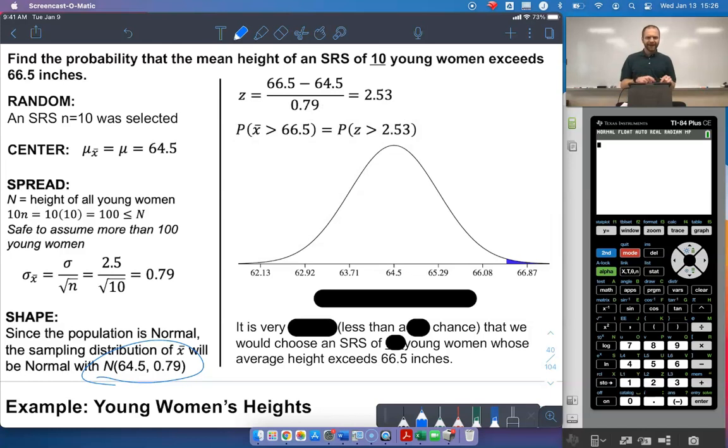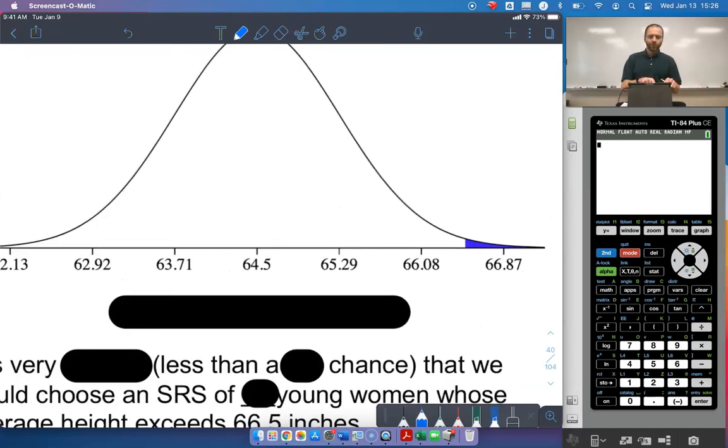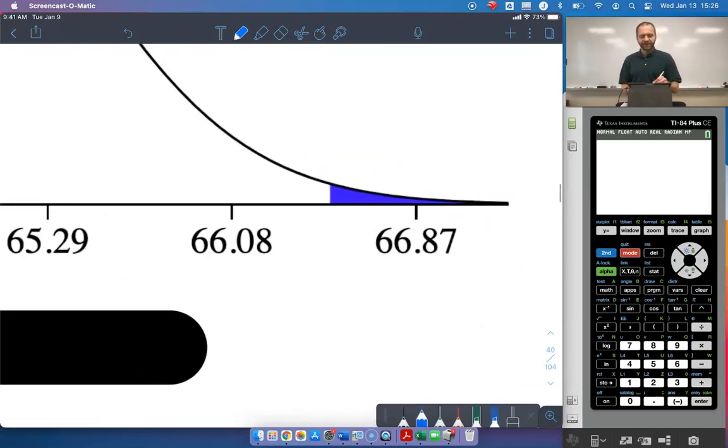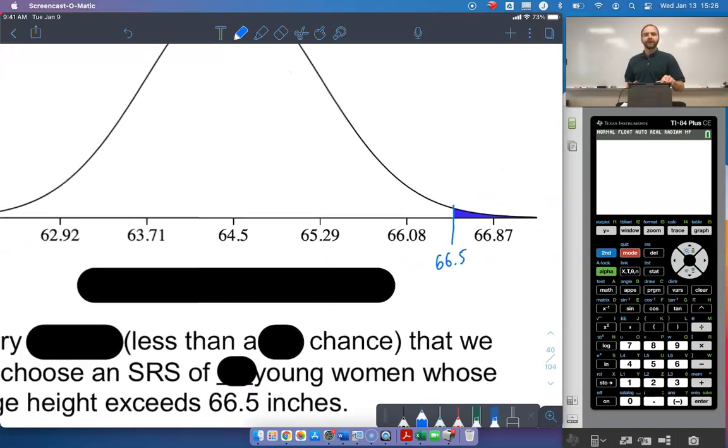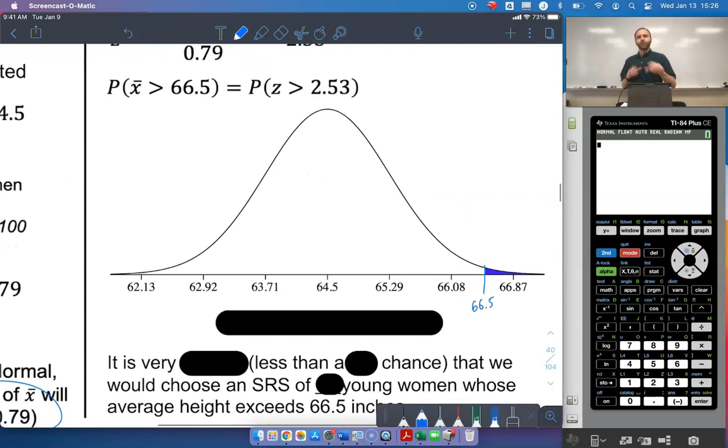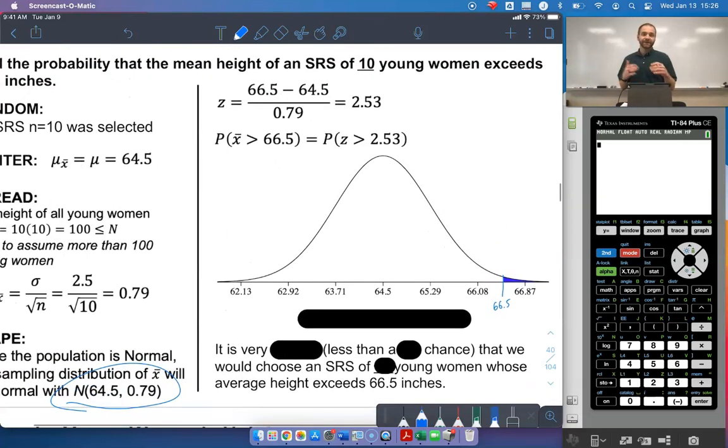But look at that. Can you see it? It's way over here. And I'm still going to do this. Here's 66.5. So notice, that's way off to the side in this case. And that's interesting that it's not the exact same picture as what we dealt with before. So here's what I have.